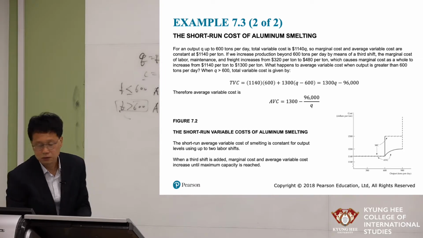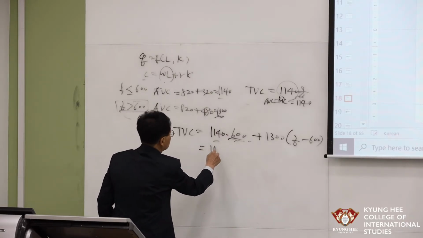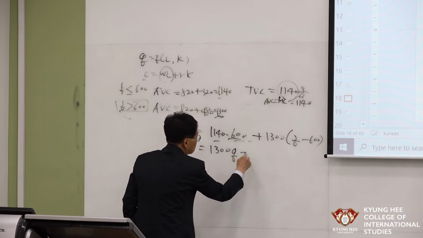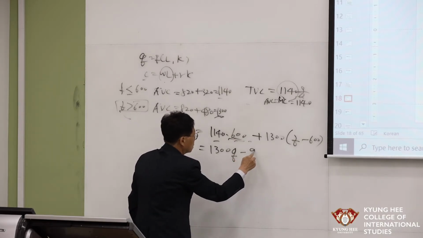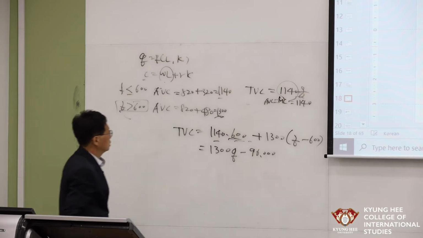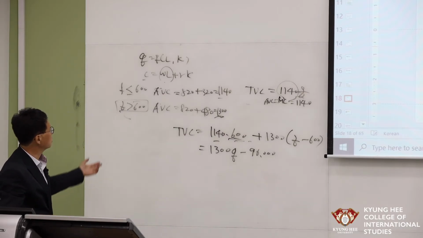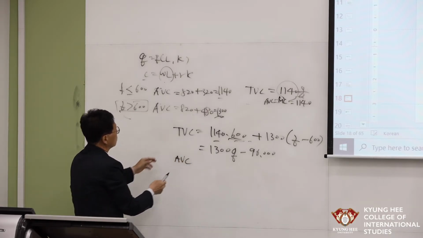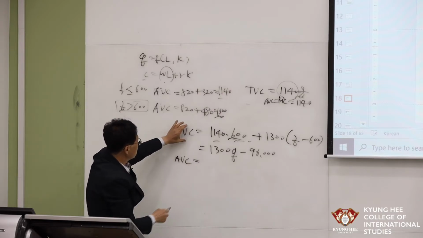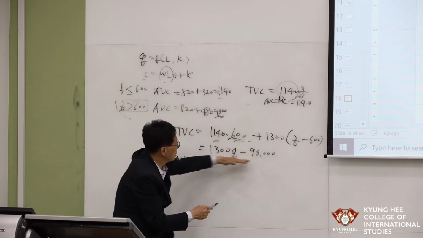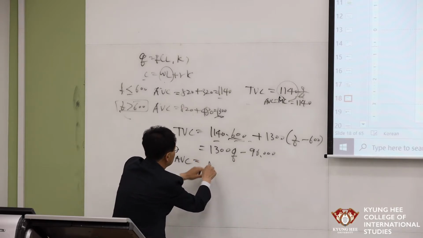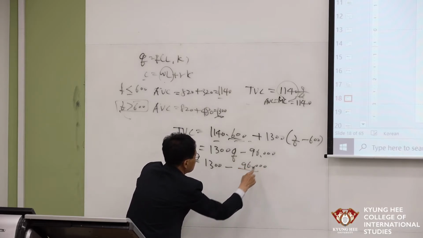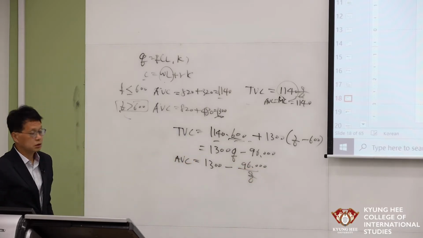So calculating this one, 1,300 Q minus 96,000, like this. That is total variable cost when Q greater than 600. Then average variable cost is equal to variable cost divided by Q. So this one divided by Q. So this one, Q disappeared, and this one divided by Q. That is average variable cost. Okay?